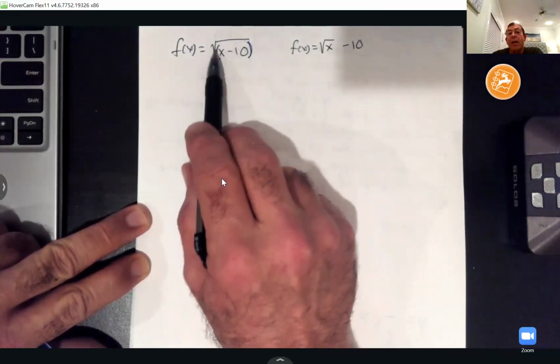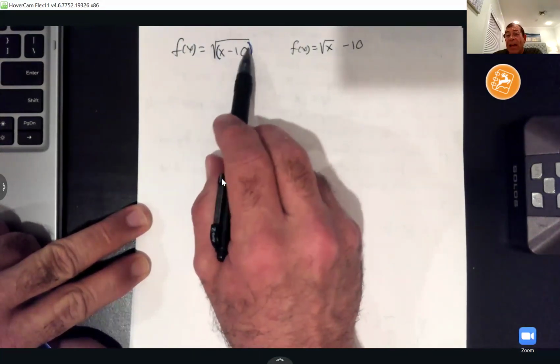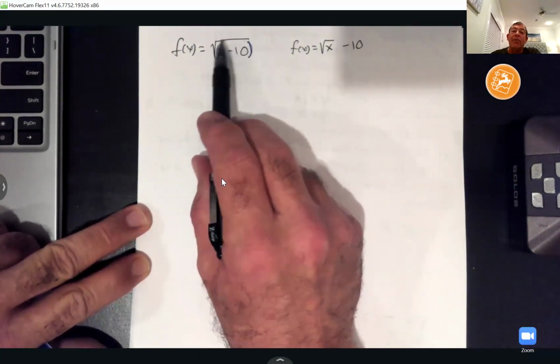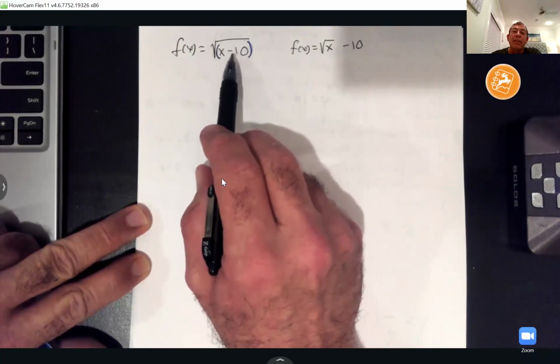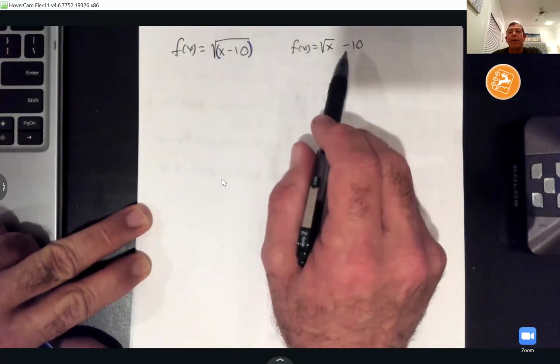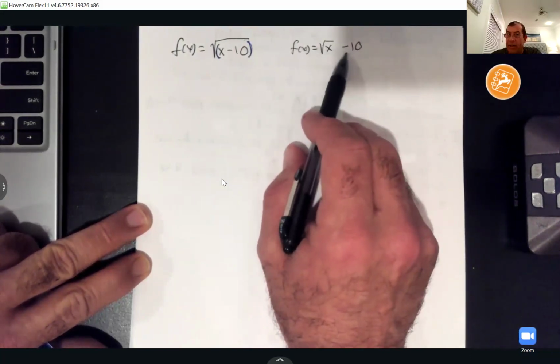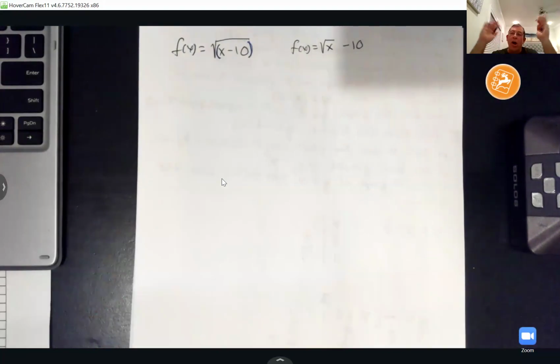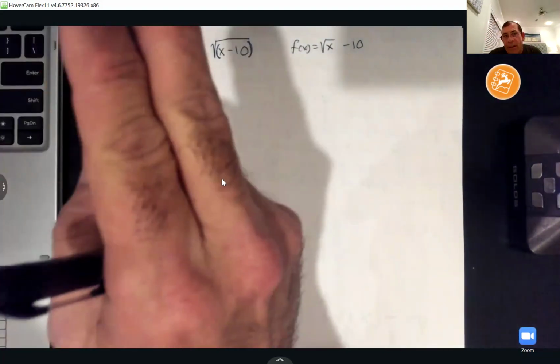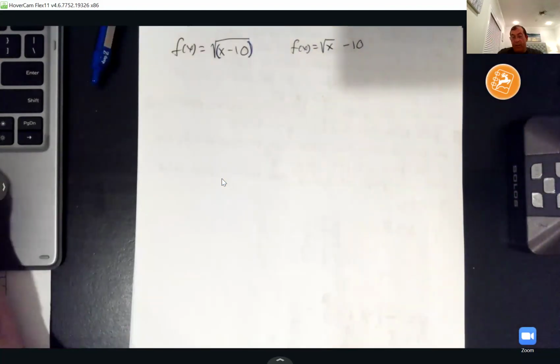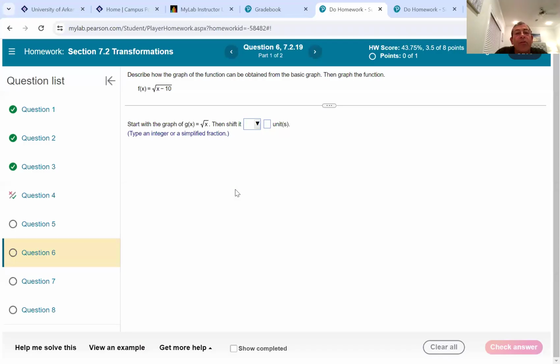But this one is under the radical with the x. So you treat it like it's in parentheses, which means this is going to go left or right. To go up or down, that 10 would have to be outside the radical, okay? So you always treat square roots like parentheses, even in order of operations. So now that we know that, we're starting with this graph of square root of x.